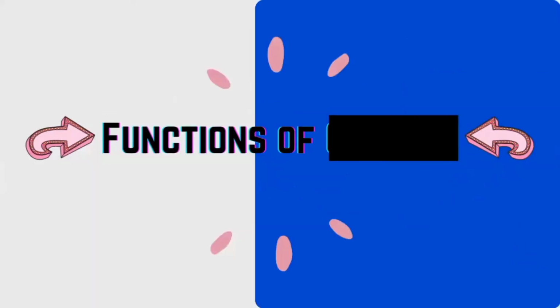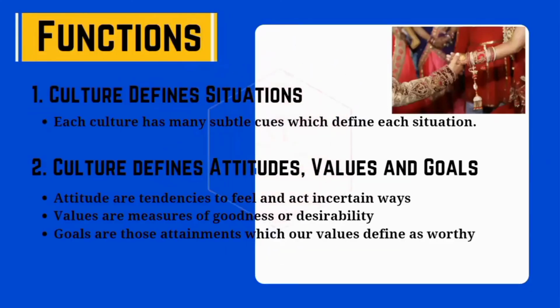And now we're on the functions of culture. First, culture defines situations. Each culture has many subtle cues which define each situation. It helps us know if the situation is dangerous, or when to fight, or if someone is mad at you, or if someone is greeting you. So yes, it helps us define the situation with a certain gesture and action.